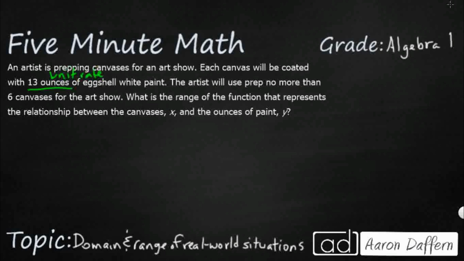All right, so our canvases are going to be x. The ounces of paint are going to be y. So if we wanted to make a linear function, it would look like this. Y equals, and we're going to use 13 ounces per canvas, so it would look like this, 13x. And we are looking for the range. So remember, the range is the set of our dependent variable values. That's going to be our y's.